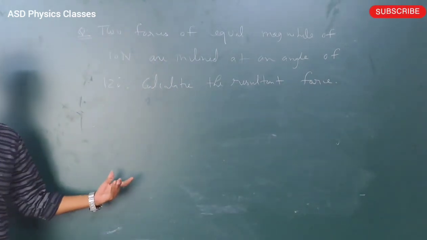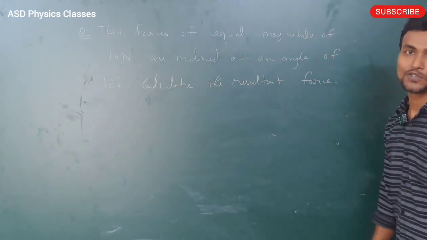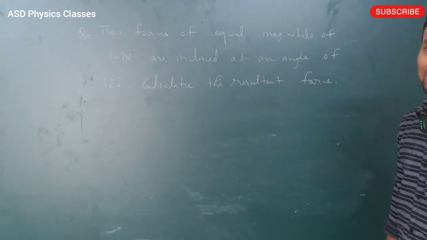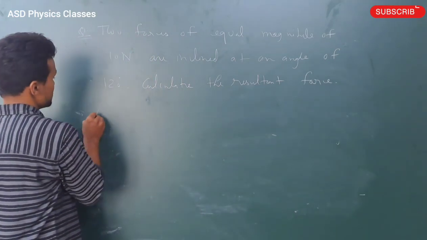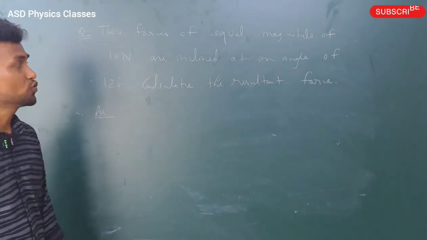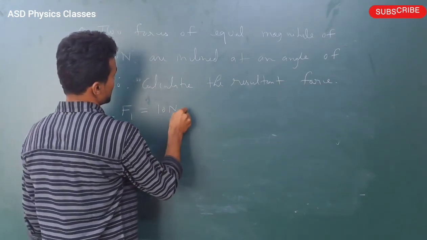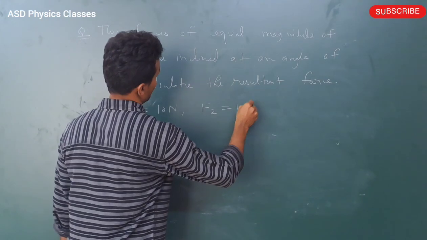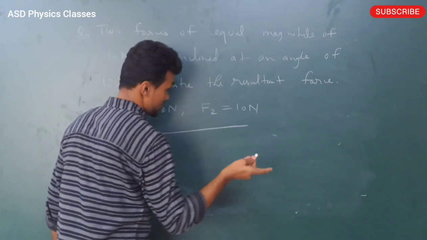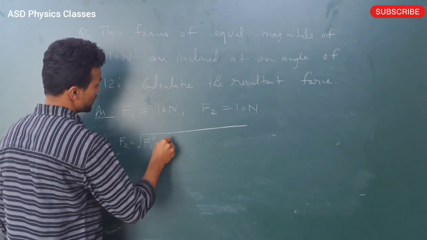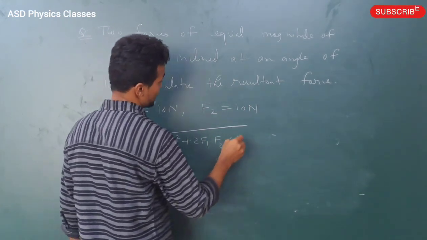My dear students, you can pause your screen, calculate, and comment your answers. You can take a pause of 2 minutes and try to solve the question. But I will just solve the question, you can pause your screen. So here, answer: we have two forces. The first force is 10 Newton and the second force is also 10 Newton. Now if I write the resultant force, so this F_R, in the same way we'll write F1 square plus F2 square plus 2 F1 F2 cos theta.